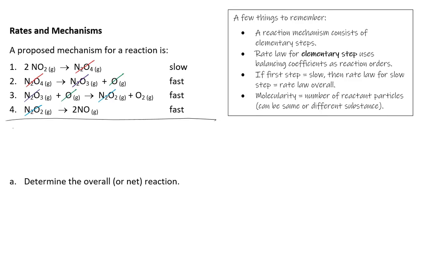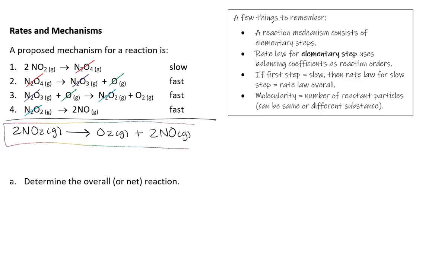On the reactant side, we have 2 NO2, and that's all we have on the reactant side. Moving to the product side, we have O2 and 2NO. And it doesn't really matter in which order you write those product substances. Making sure that this is our final net reaction, there's nothing for us to combine, just double checking that it's balanced. And so this is our overall balanced equation.